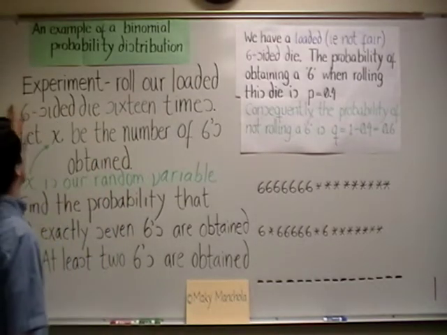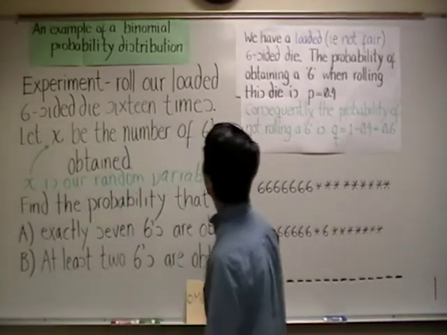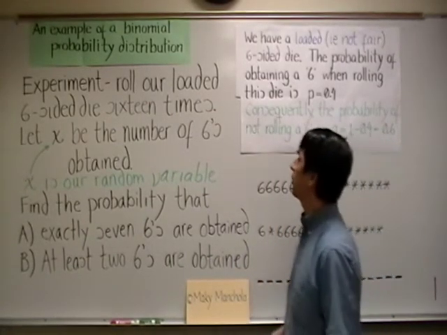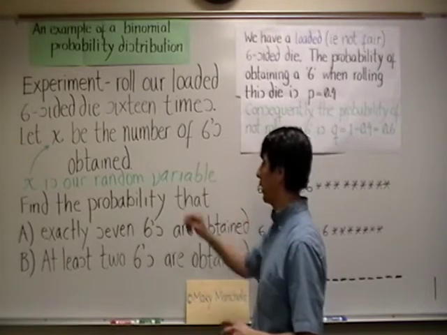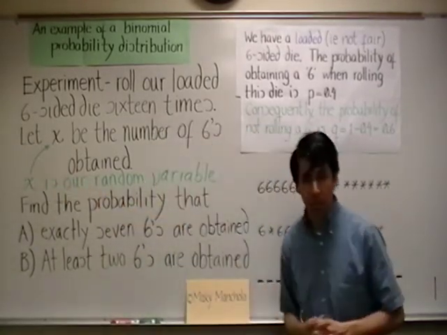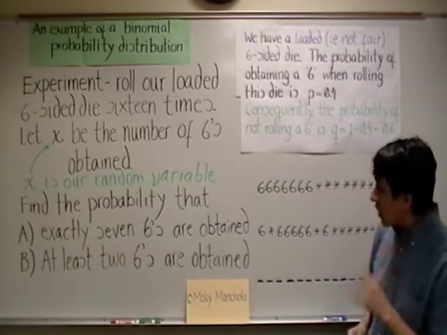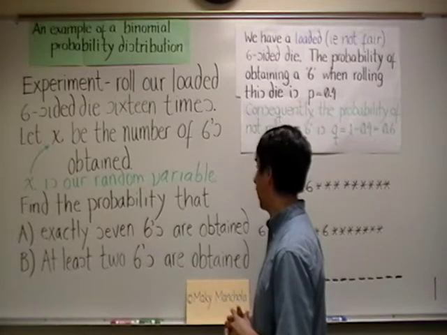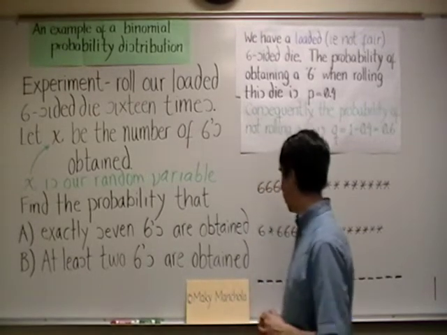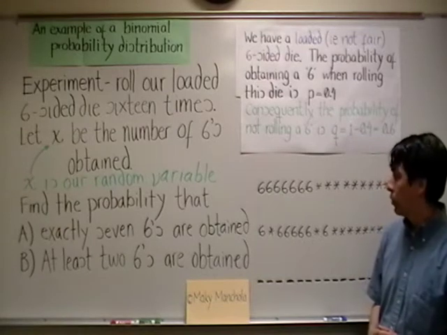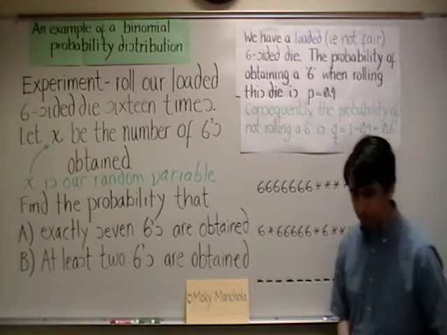Here's our experiment. Roll our loaded six-sided die a total of 16 times. Let x be the number of 6s obtained. Here x is what we call our random variable. Find the probability that A, exactly 7 6s are obtained. B, at least 2 6s are obtained.